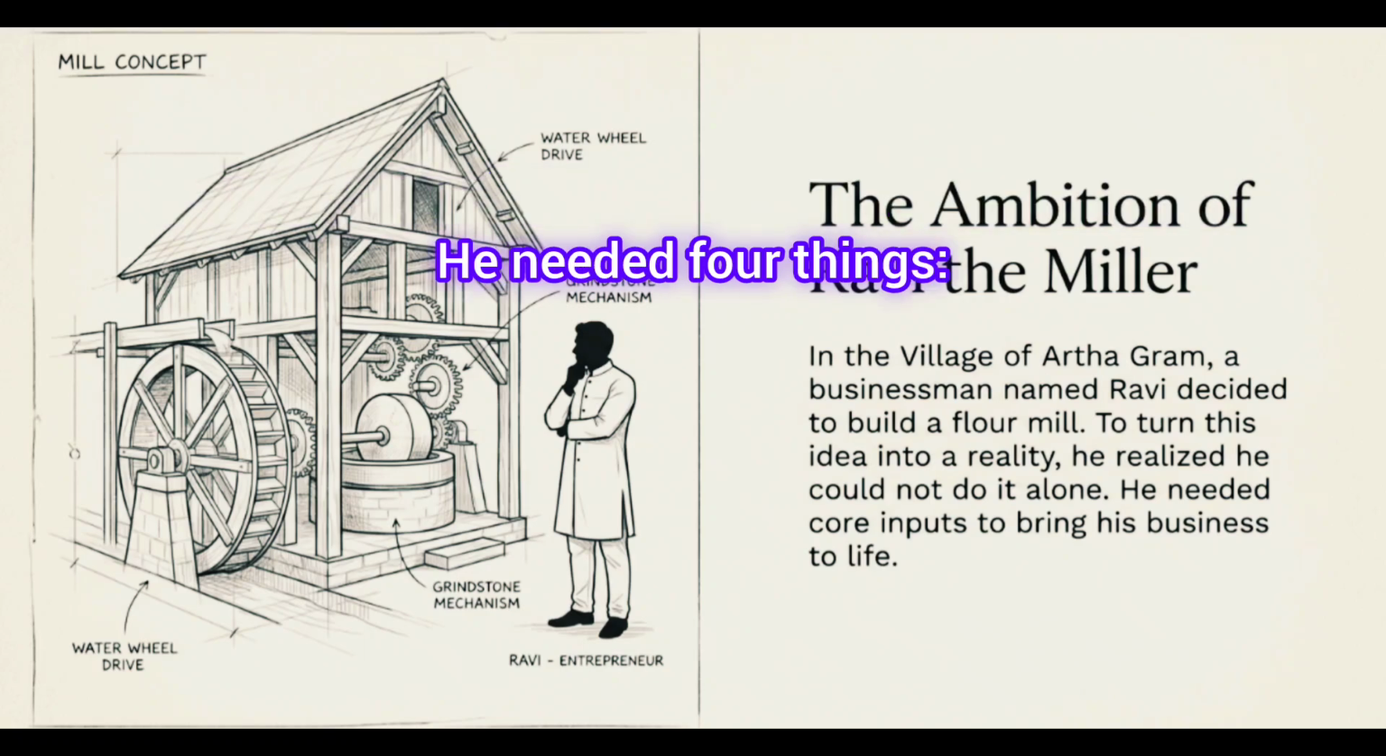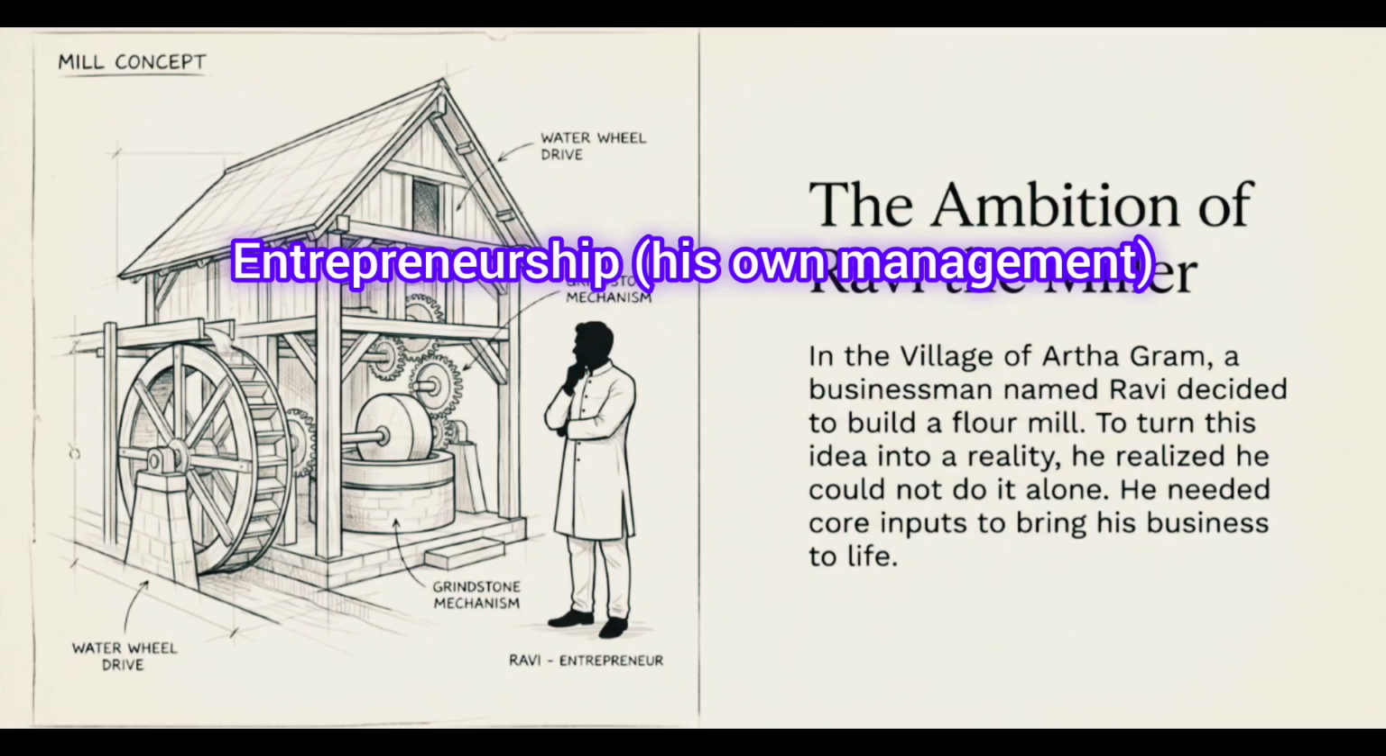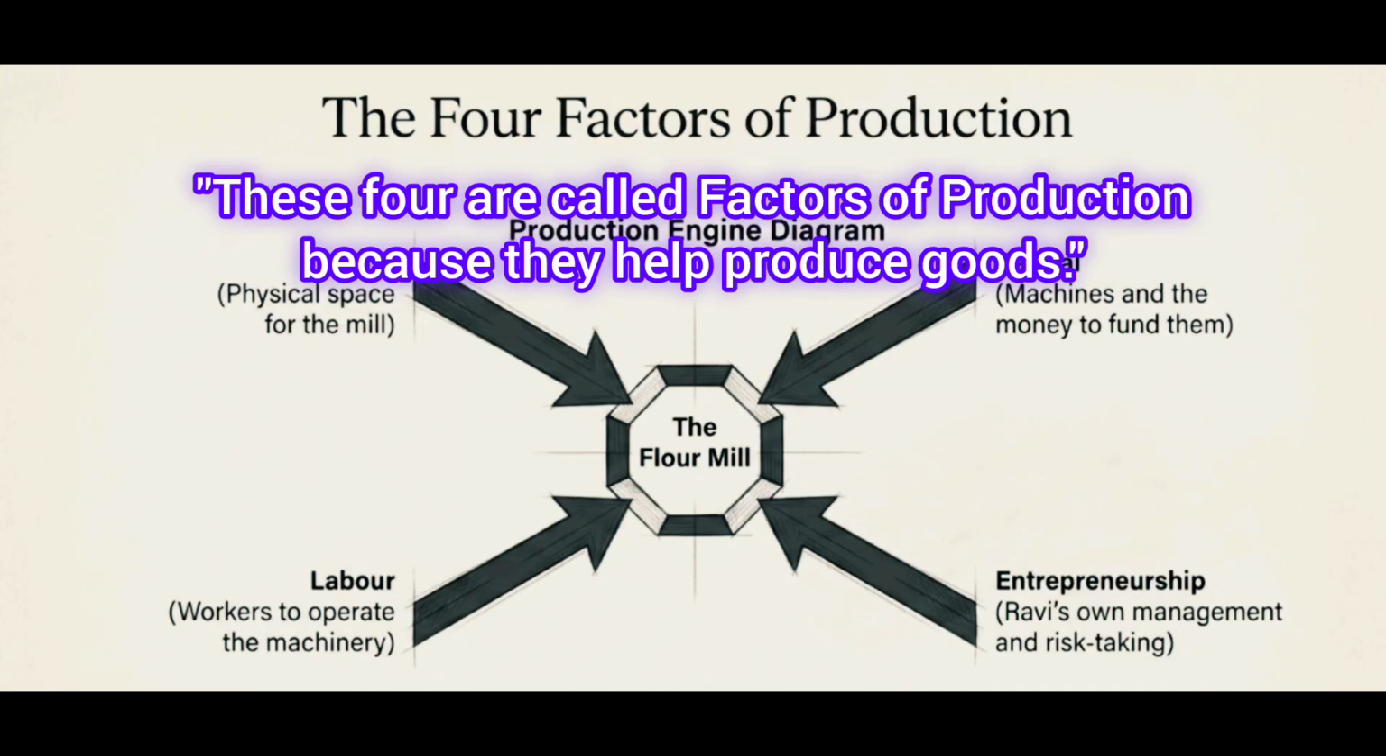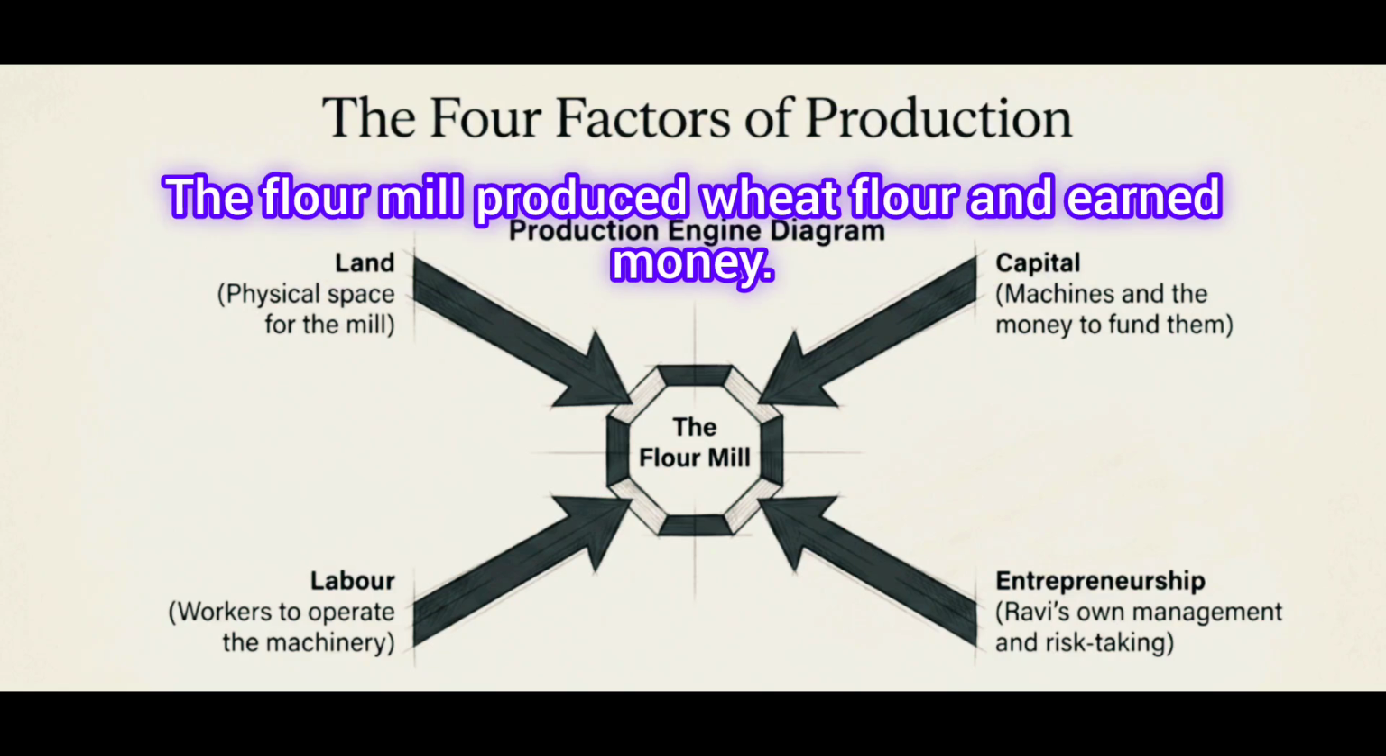He needed four things: land, labor, capital (machines and money), and entrepreneurship, his own management. The village elder told him, "These four are called factors of production because they help produce goods." After 1 month, the flour mill produced wheat flour and earned money.